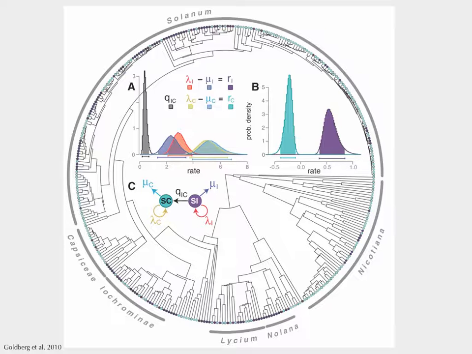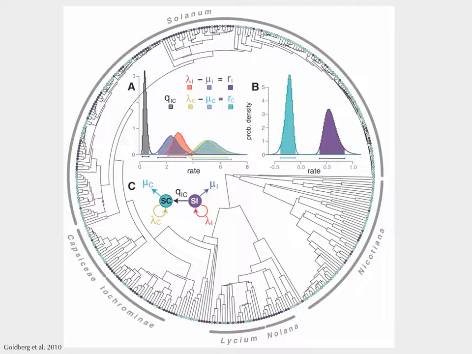net diversification rate in each, and found that self-incompatible had a higher net diversification rate. In fact, compatible ones had a negative diversification rate. So if you're self-compatible, you went extinct faster than you speciated.